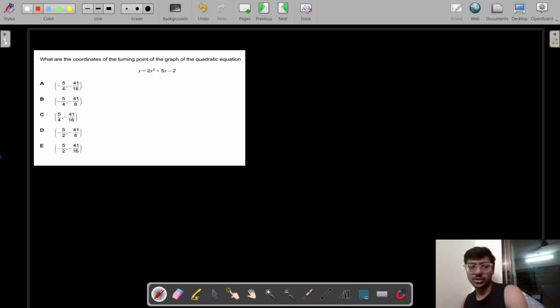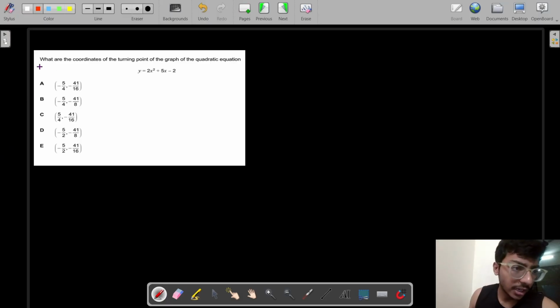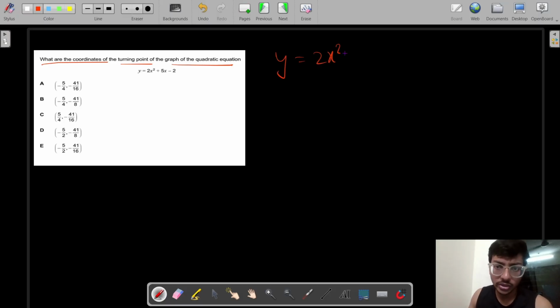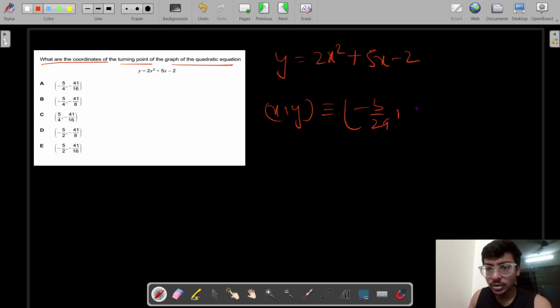So here comes the very first question on the screen. The question says: what are the coordinates of the turning point of this particular quadratic equation? The equation is y equals 2x squared plus 5x minus 2. Right. So what are the coordinates of the turning point? The x and y coordinates of a turning point are nothing but minus b by 2a, comma, minus D by 4a. So let us have a look at what a turning point is.